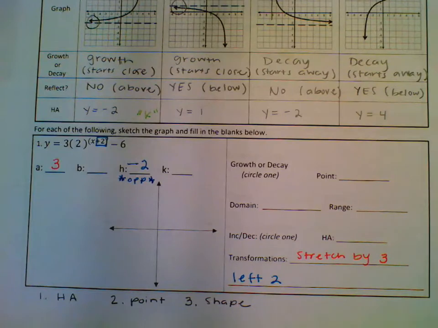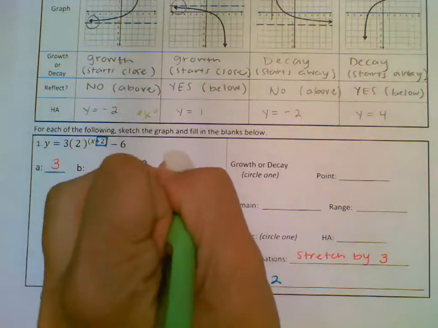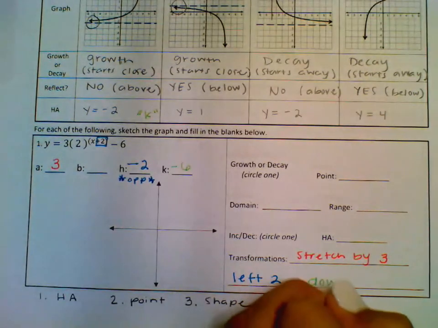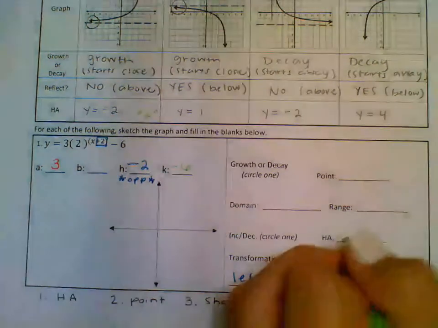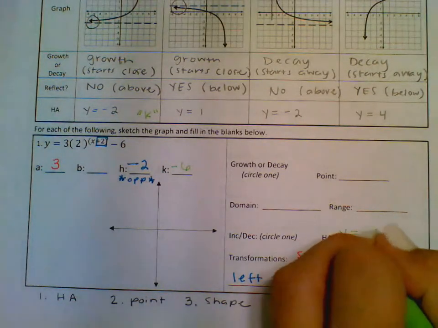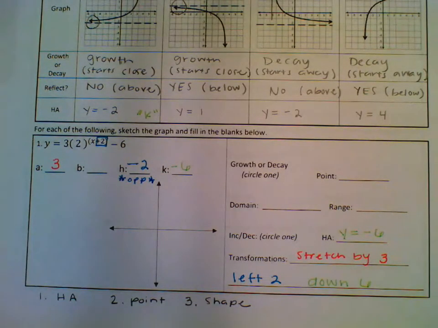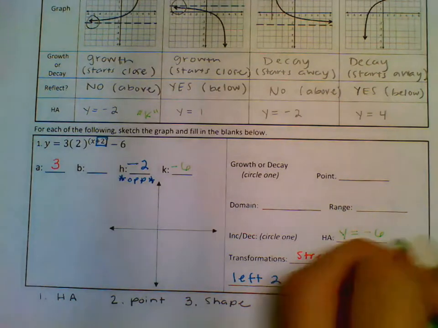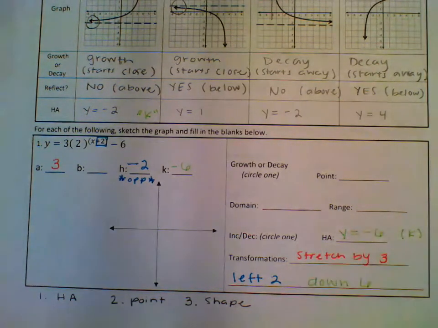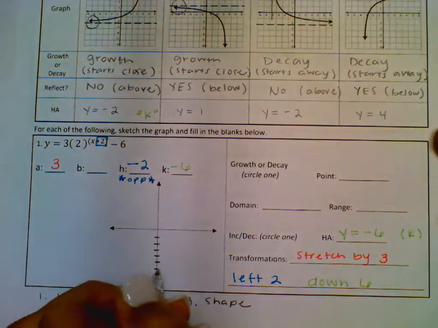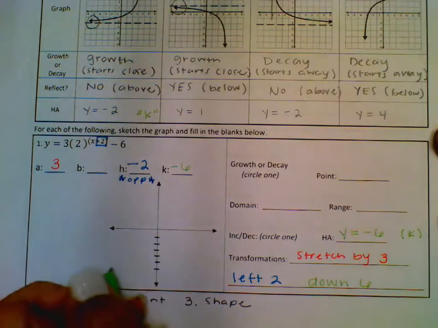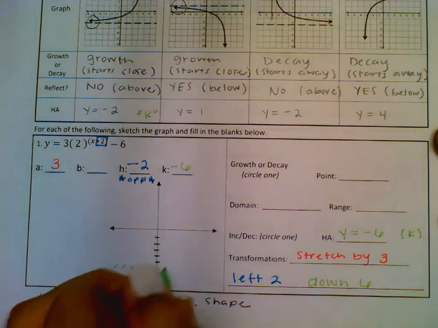We're only going to change that sign one time, so don't change it multiple times. And then our K is -6, so that shifts down 6. K also makes our horizontal asymptote. So if K is -6, that means my horizontal asymptote is y equals -6. So that is from the K value. And I can go ahead and put that on my graph. So K is -6, down here. So we have my horizontal asymptote on my graph.